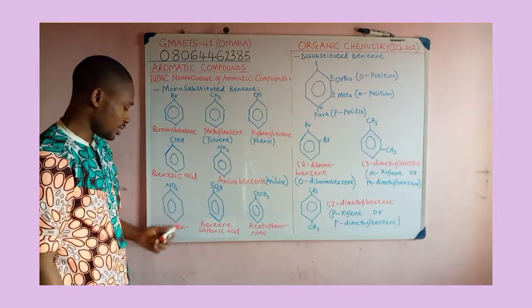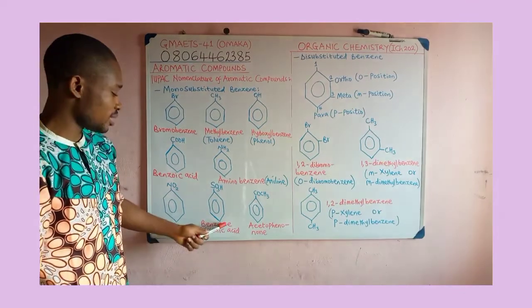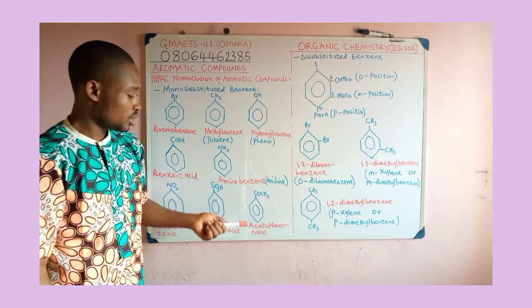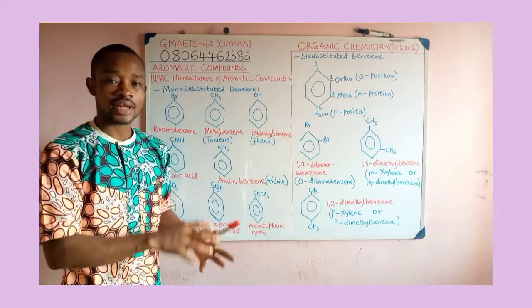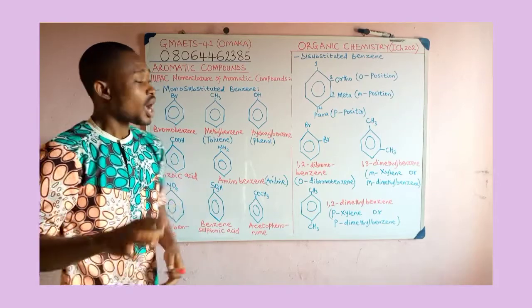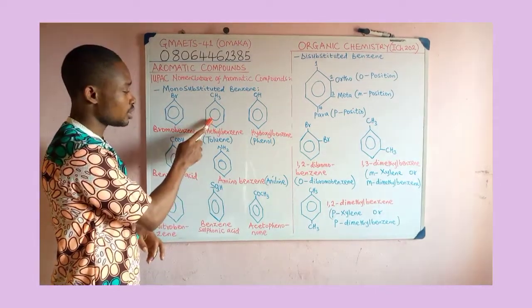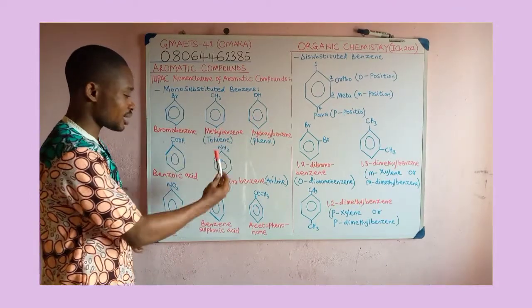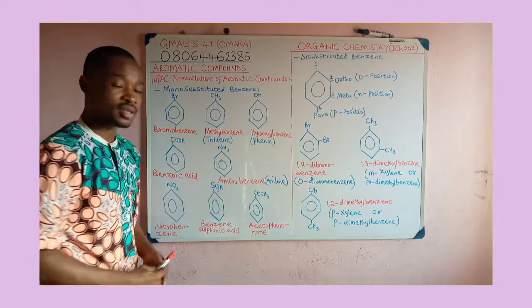What about nitrobenzene, where we have the NO2 attached? Then we have benzene sulfonic acid, where SO3H is attached. Then we have acetophenone, where COCH3 is attached. Is that okay? Now, I want to state something, please: in some cases, like this one, methylbenzene, that's toluene, hydroxybenzene, phenol, benzoic acid, aniline, nitrobenzene, benzene sulfonic acid.